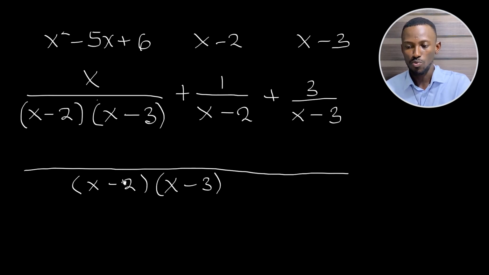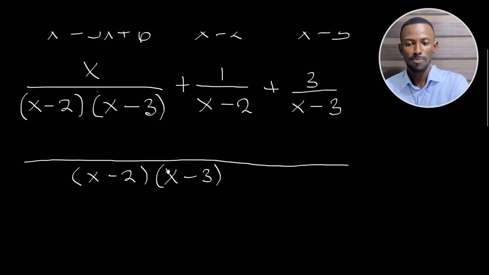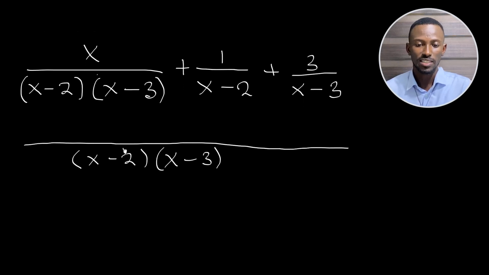So now how do we do? Our normal way of solving fractions is to pick the denominator and then use it to divide the LCM. So we'll pick this one, which is x minus 2, x minus 3. You will use it to divide this. So this LCM divided by the denominator is 1. And that 1 times the numerator x will give us x. So we are done solving the first part.